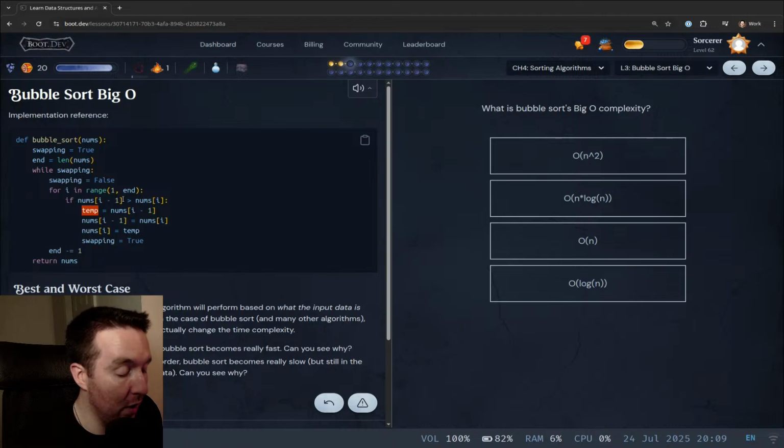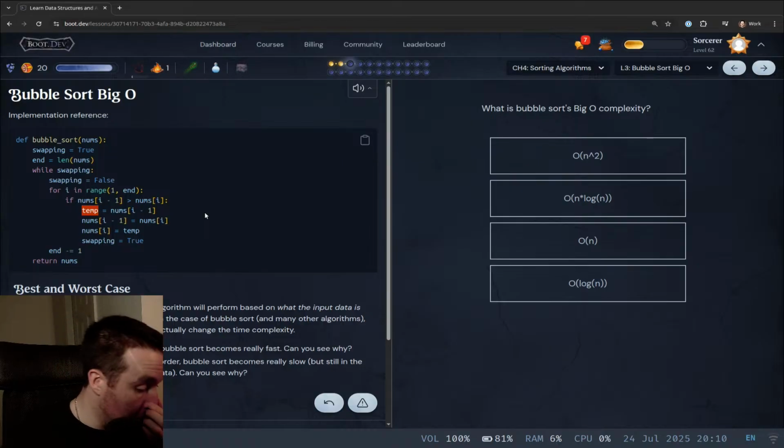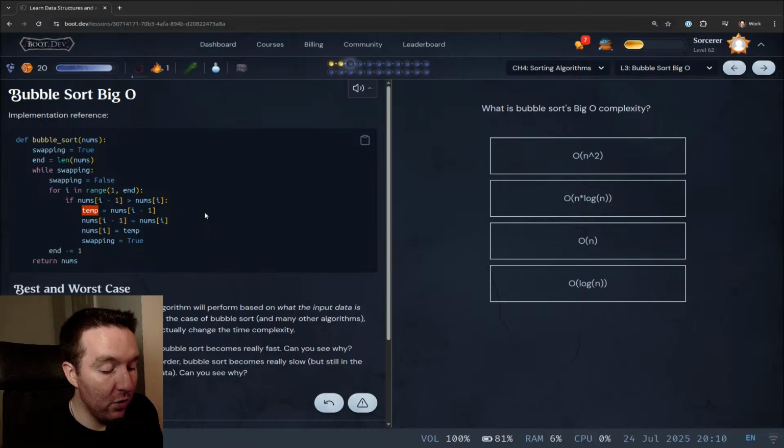Sometimes it's useful to know how the algorithm will perform based on what the input data is instead of just how much data there is. In the case of a bubble sort and many other algorithms, the best and worst case scenarios can actually change the time complexity. Best case, if the data is pre-sorted, bubble sort becomes really fast. Can you see why? Worst case, if the data is in reverse order, bubble sort becomes really slow, but still in the same complexity class as random data. Can you see why?